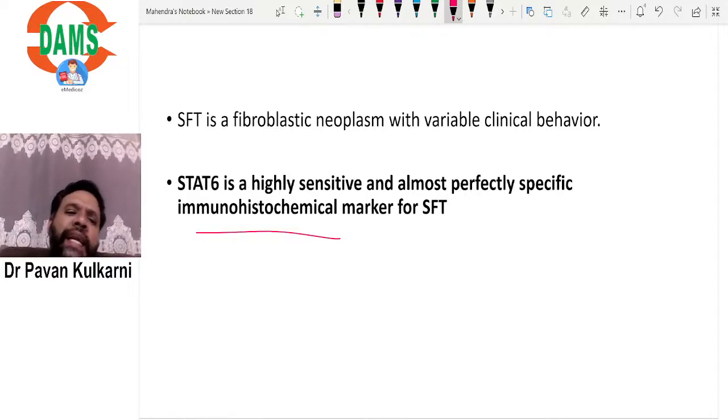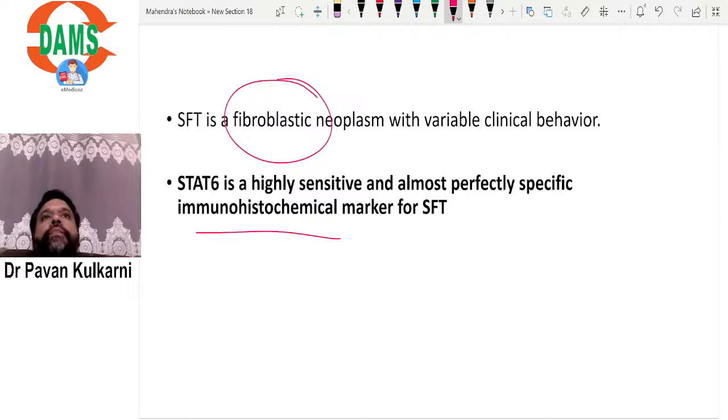So it is basically a fibroblastic neoplasm, solitary fibrous tumor. There are many fibroblastic tumors. How do I say this is SFT only? I'll say fibrosarcoma, I will say malignant fibrous histiocytoma. How do I prove that this is SFT only? Use this marker, STAT6. If it is STAT6 positive, it is SFT.